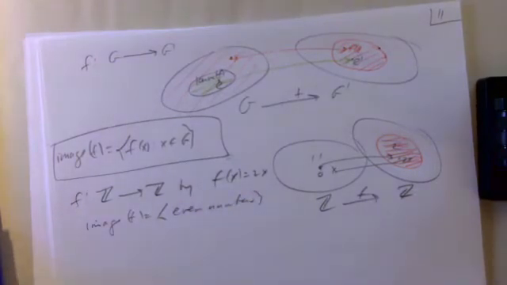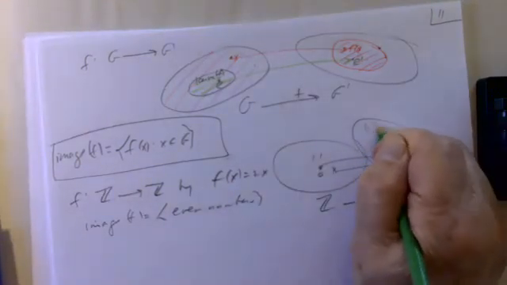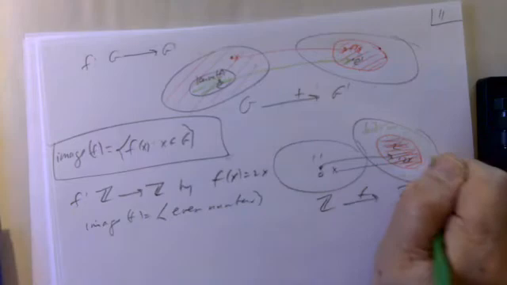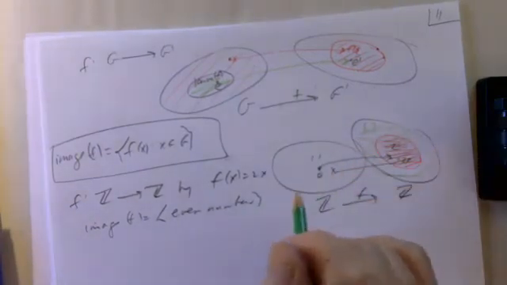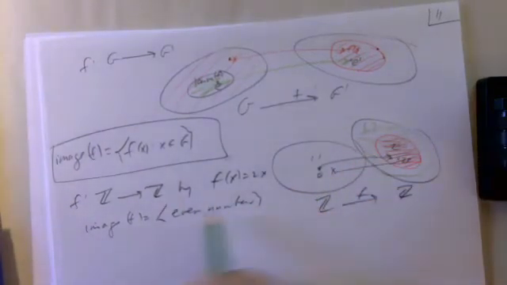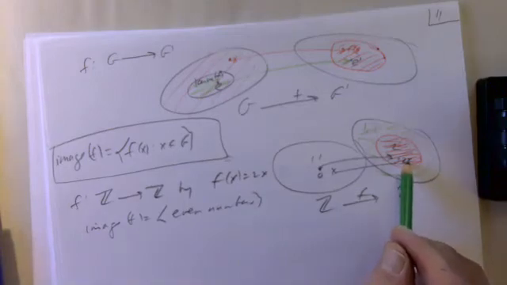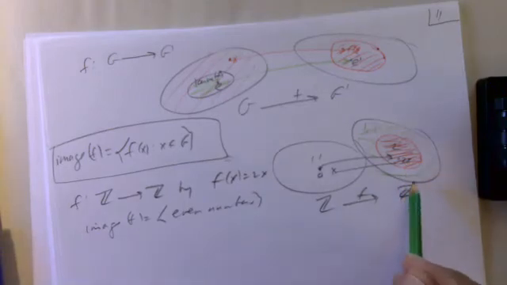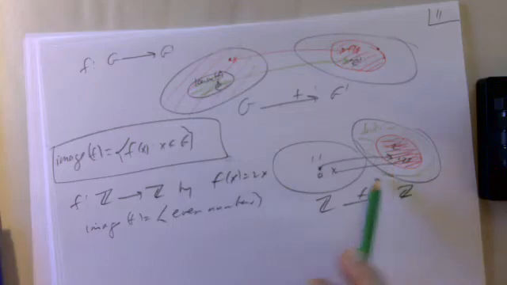If you have an odd number, it's not in the image. 1, 3, 5, and so forth. This is not in the image. So here we see the image of f is a proper subset of the group Z. So that's a very elementary example, but it's a good one to keep in mind.